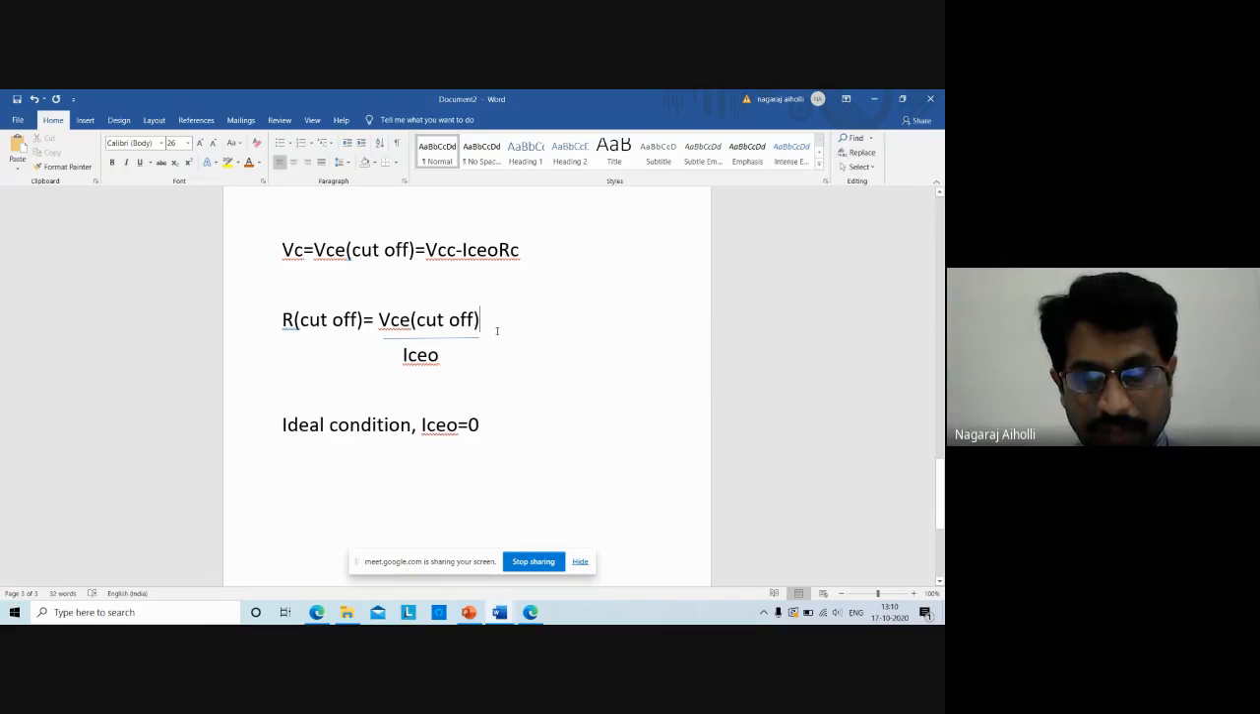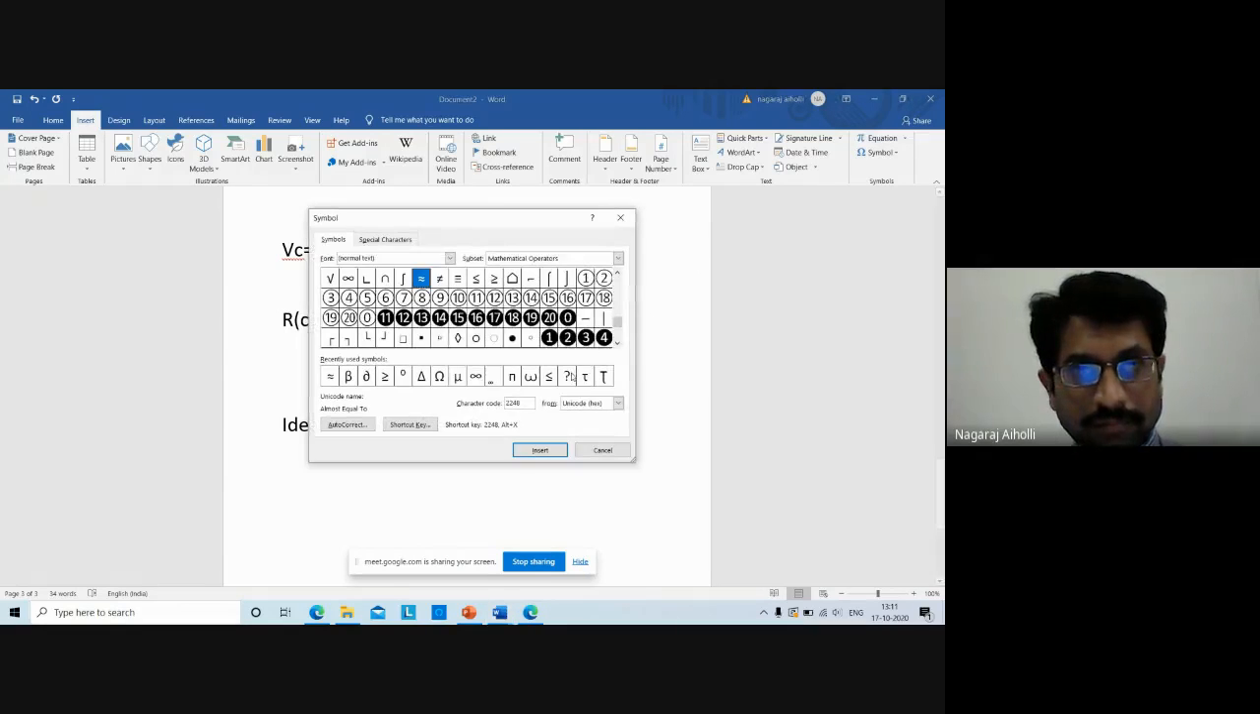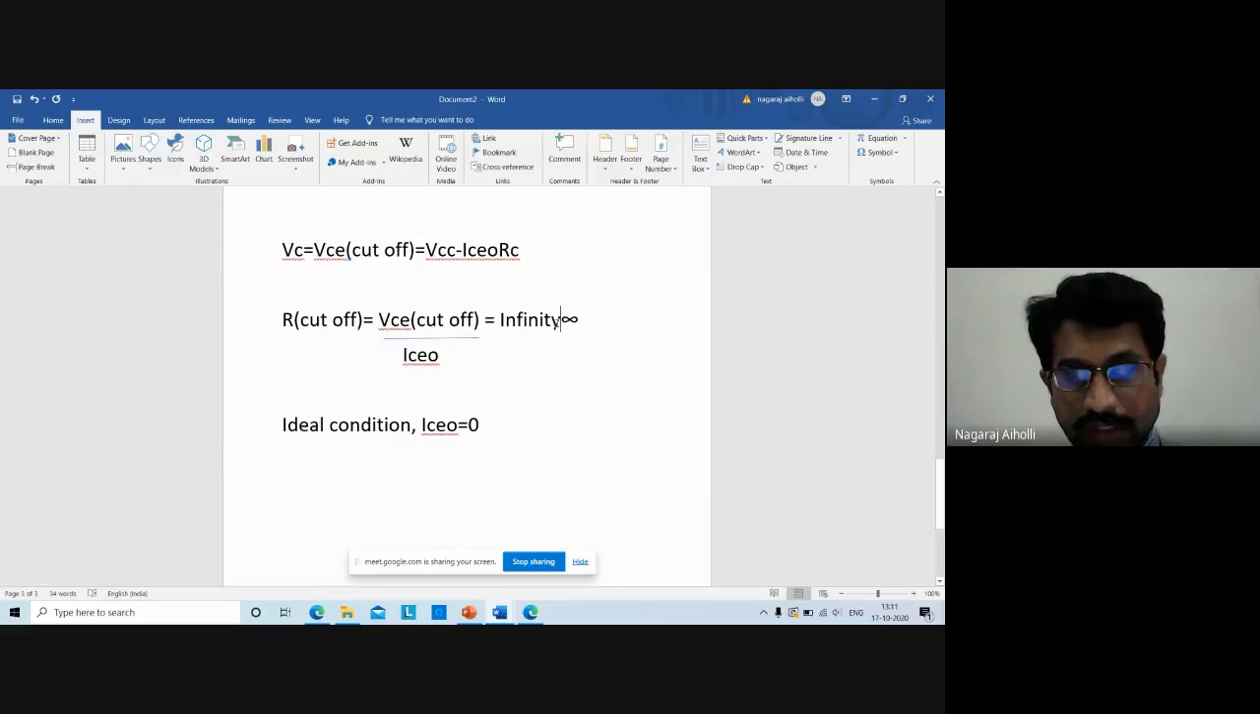what will we get here? Can anybody tell me? If you substitute ICEO equal to 0 here, what do we get? It's infinity, is it not? R is equal to VCE cutoff divided by 0, since the leakage current is 0. Anything divided by 0 is infinity. So here you get infinity.